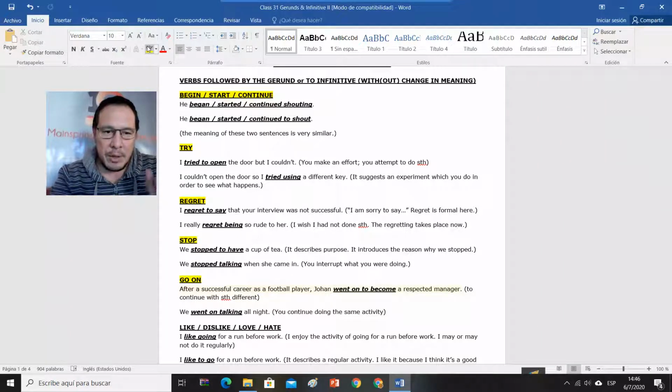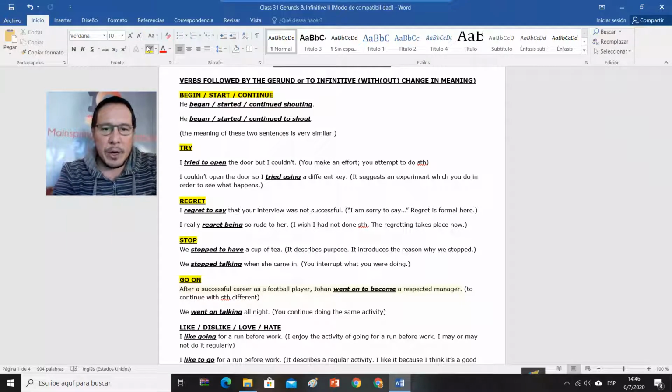Let's begin with the second example, which is the easiest one, the most common one, the one that you always remember. We went on talking all night, meaning that you continue doing the same activity all night. Yes, continue talking, continue doing something, meaning you continue with what you are doing. Now, in the first example, the meaning changes.